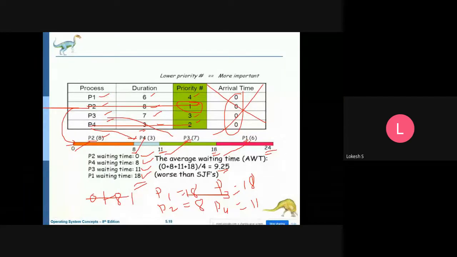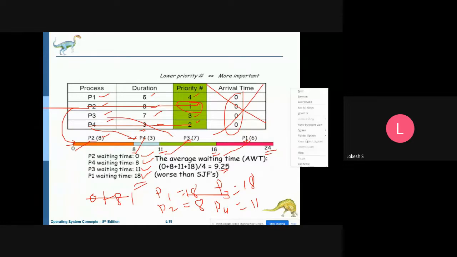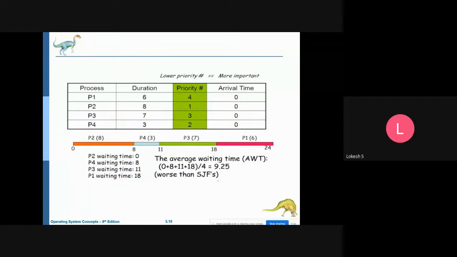So P1's turnaround time, I made a mistake, wait. So we'll erase all that, sorry. Now P1's turnaround time is 24. P2's turnaround time is 8. P3's turnaround time is 18. When it's completed, P3 completed at 18, P1 is completed at 24, P2 is 8, P4 is 11. So P4 is 11. This is the turnaround time.